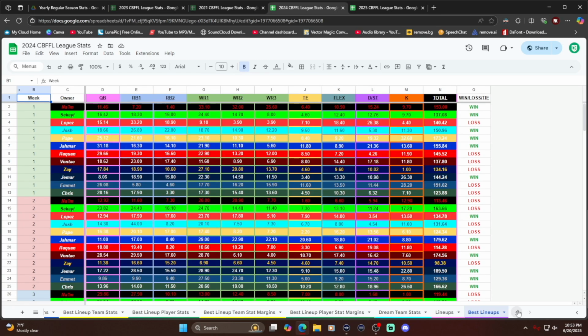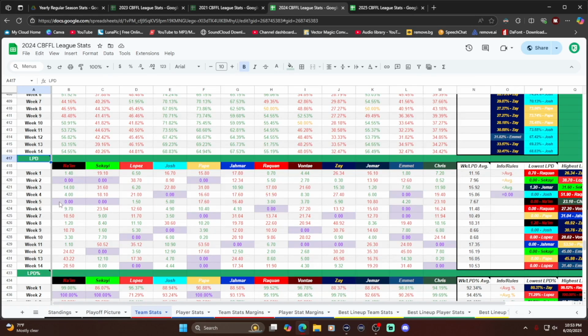I know it looks complicated, and it is, but you don't even have to worry about it, but it will calculate the best lineup possible. So if you start everybody the right week, you'll get a 0. If you don't, you'll get other numbers.